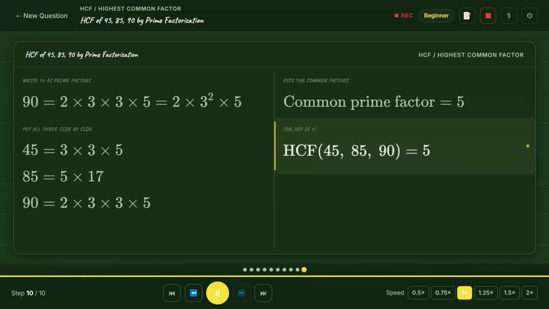Great job! The HCF of 45, 85, and 90 is 5. That means 5 is the biggest number that can split evenly into all three numbers. You did amazing work.